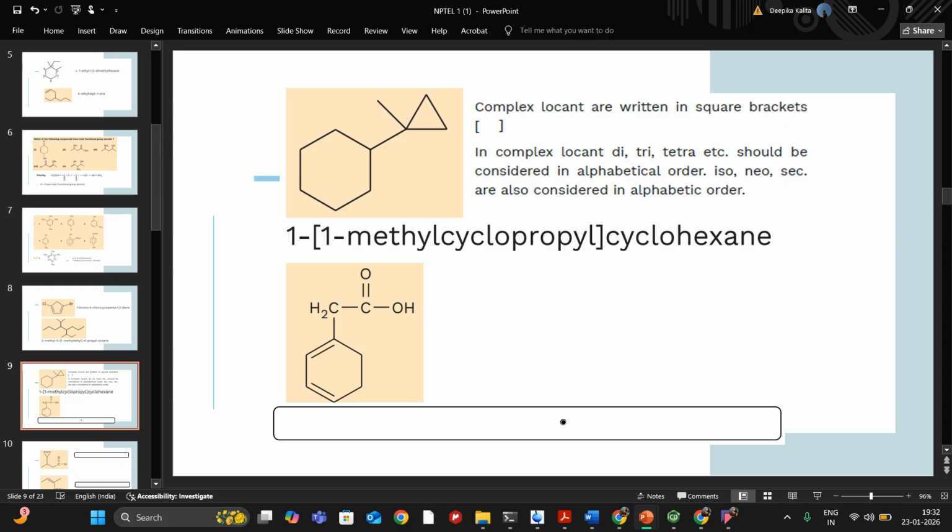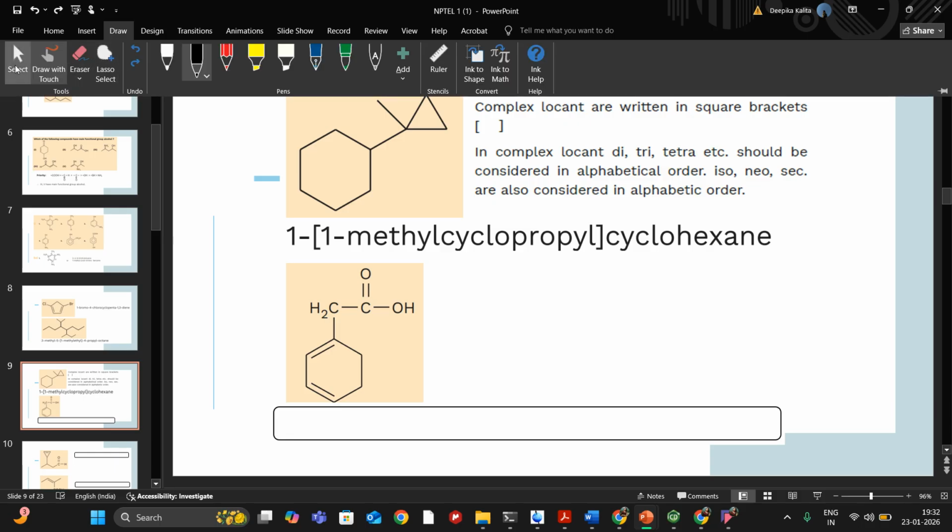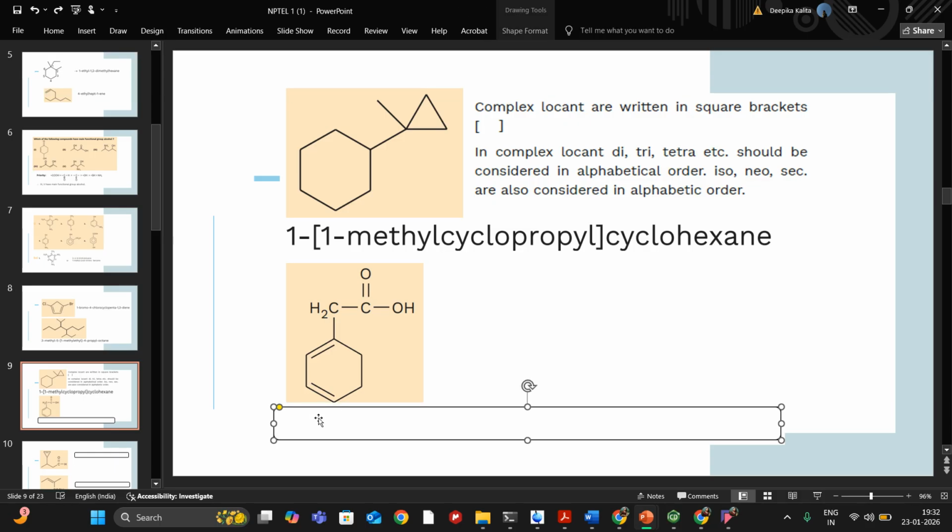Then let us move to the next question. So here, this is a simple example. You have a carboxylic acid functionality along with a cyclic ring which has two carbon-carbon double bonds present inside the ring.